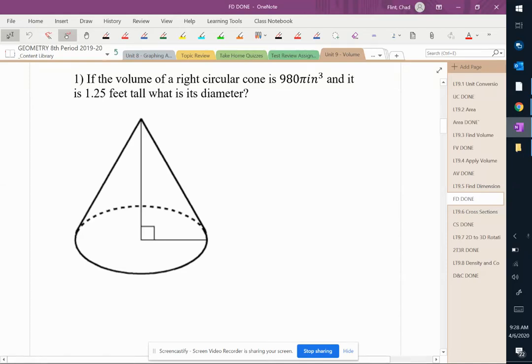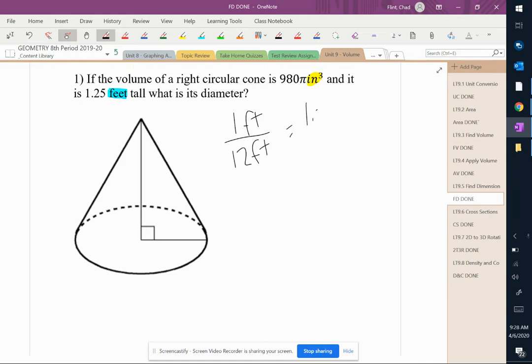So these problems where it gives me the volume and wants me to find a dimension, I've got to be careful with the dimensions. This is inches to the third, and this is in feet. Do not convert volume units ever. Always convert the other units. So I want to make sure that this 1.25 feet goes into inches. Sometimes it'll say that it wants it in inches or whatever, but you're never going to convert the volume.